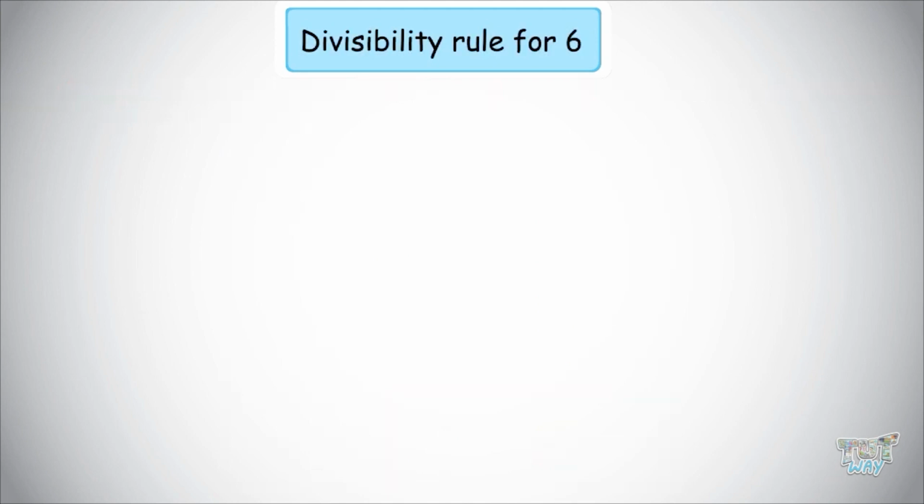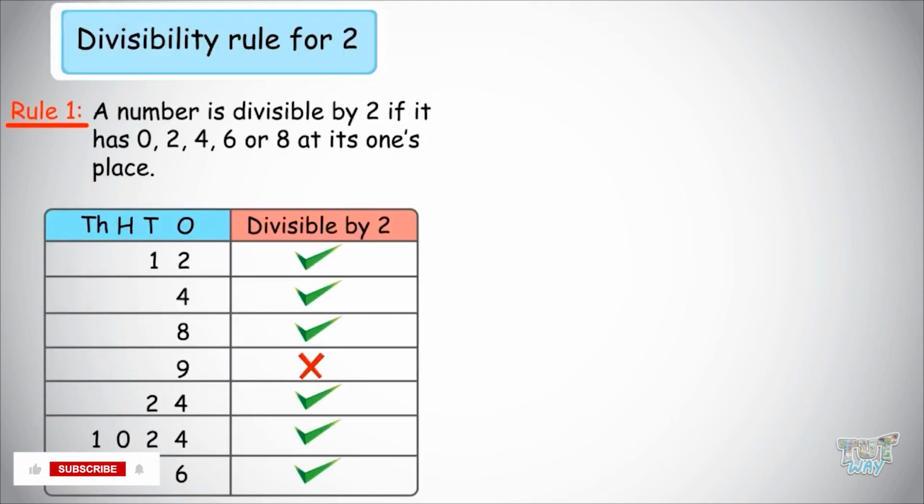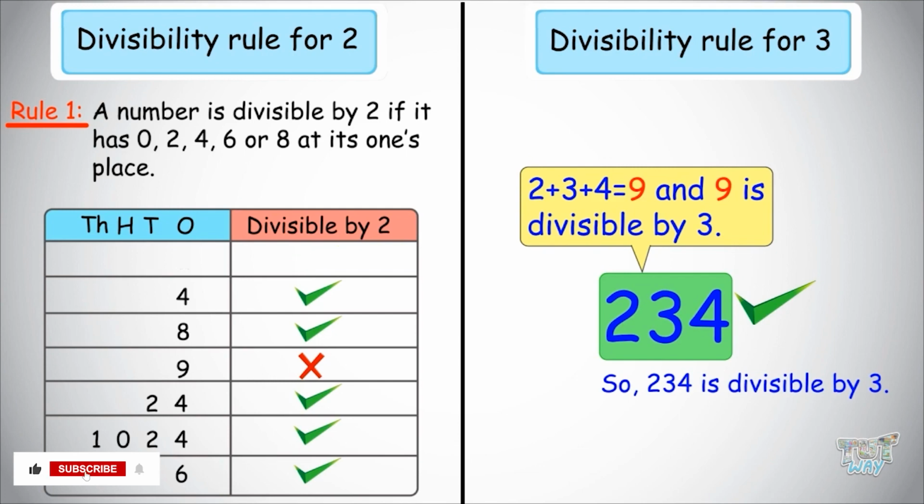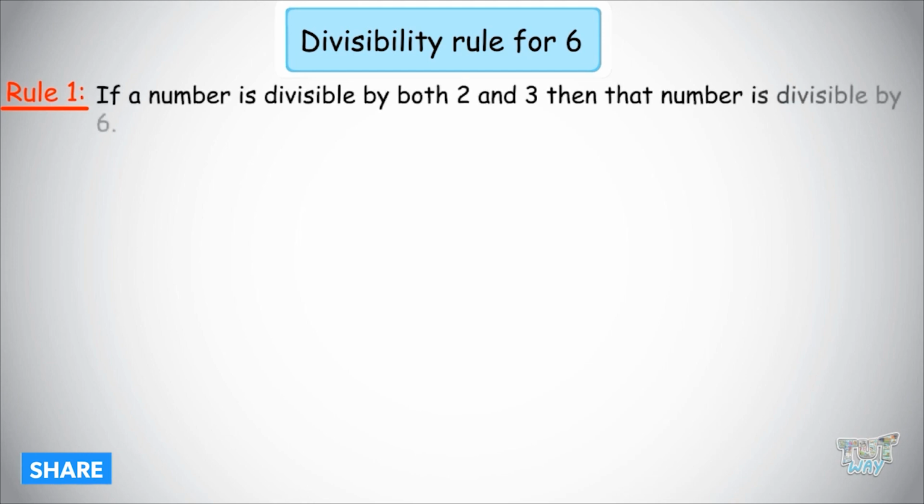6. We will be learning how to find out whether or not a number is divisible by 6. We have already learned the rules of divisibility for 2 and 3. The rule to find whether a number is divisible by 6 is: if that number is divisible by both 2 and 3, then the number is also divisible by 6. I repeat, if a number is divisible by 2 and 3, then that number is also divisible by 6.